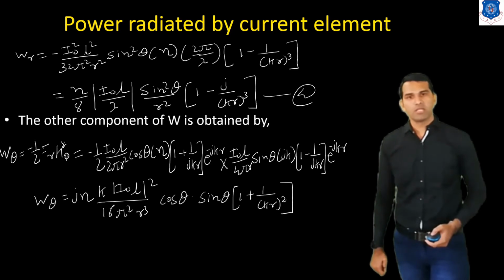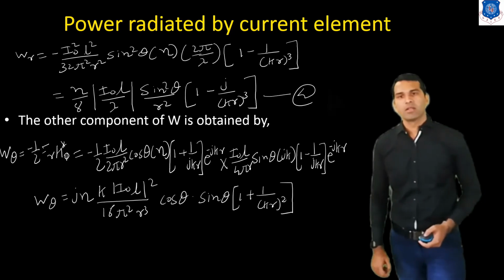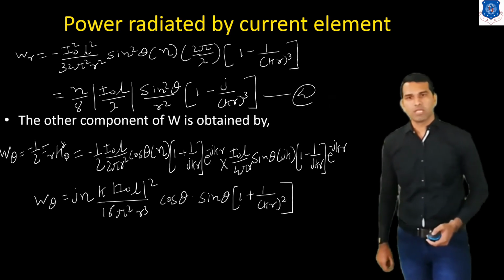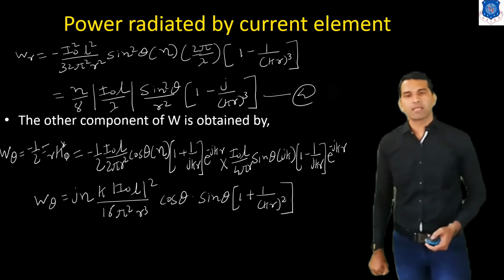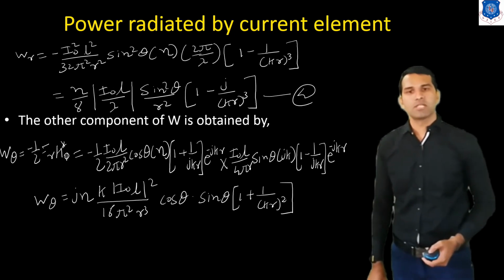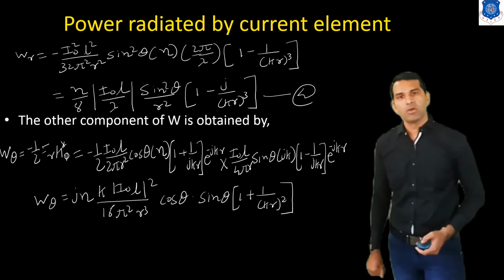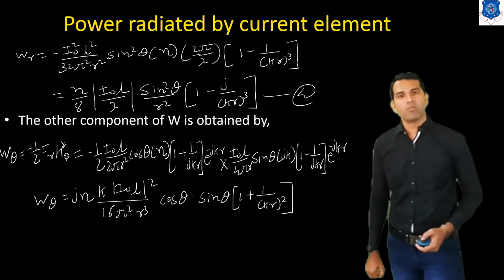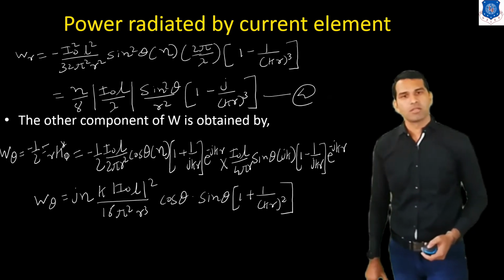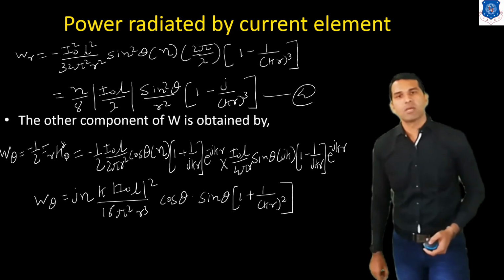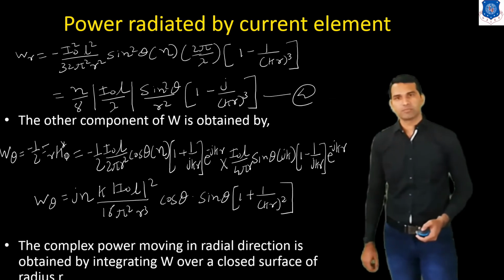So now we solve this equation. We get W_θ equals jηk I0² L² / (16π² R³) cosθ sinθ (1 + 1/(kR)²). So this is the value for W_θ.